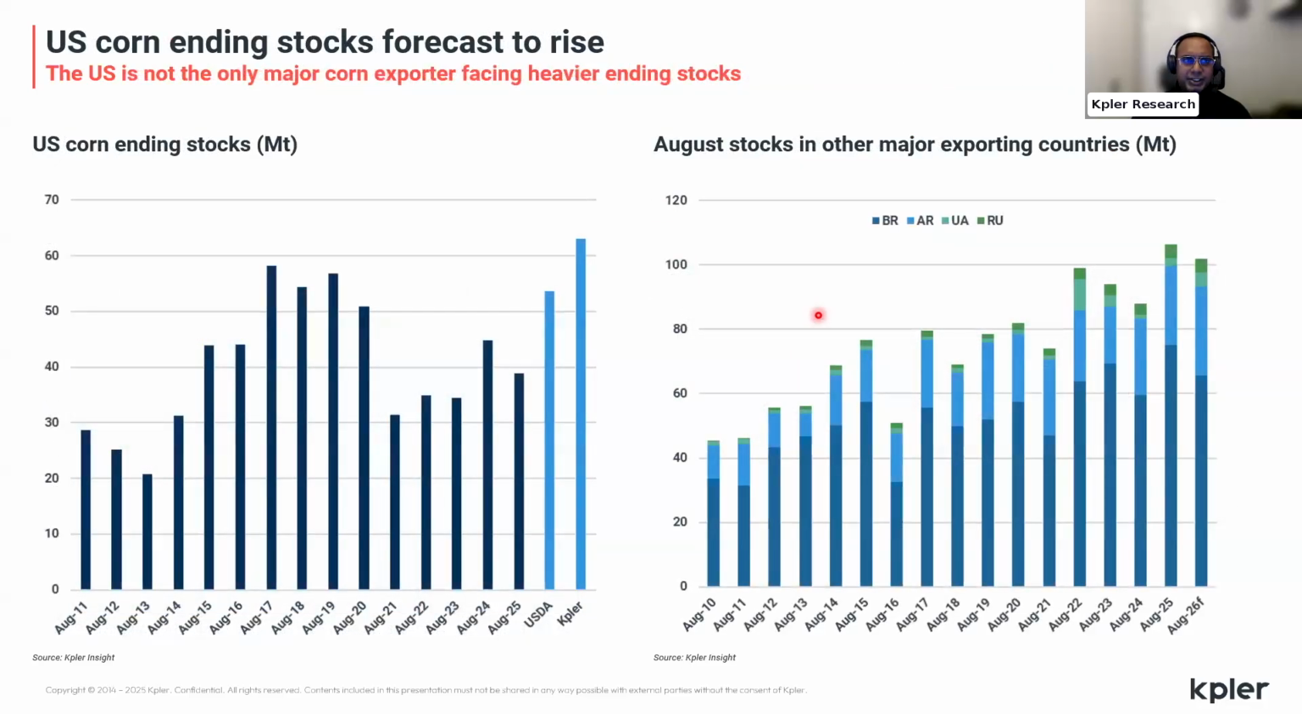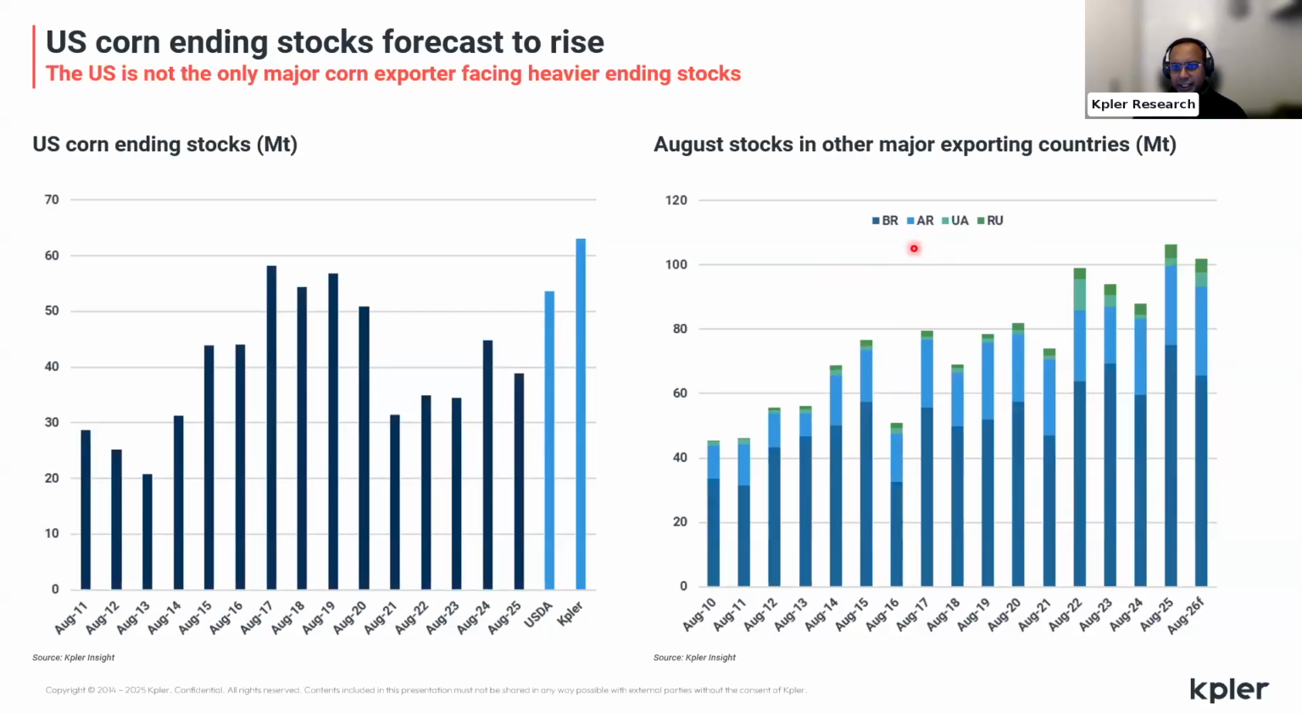What does it do to the balance sheet? If we look at the chart on the left, USDA has ending stocks of 2.1 billion bushels, around 54 million tons. Our ending stocks are at 63 million tons, over 2.4 billion bushels. This is mainly because our exports are much lower than the USDA, and this includes the lower yields for the 2025 crop. Another way to look at the whole thing is the chart on the right.